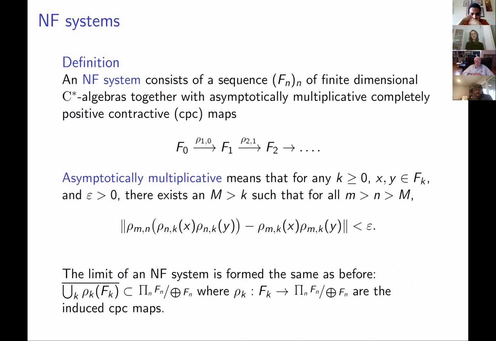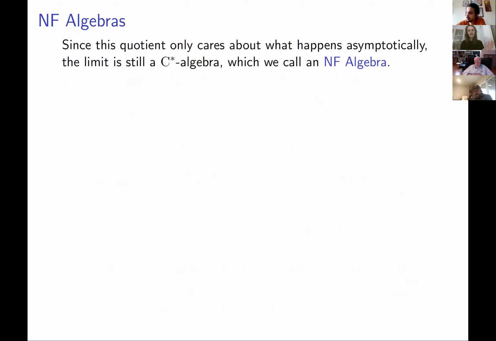So the limit of an NF system is formed just like we did before. We take induced maps from the finite dimensional C-star algebras into the quotient algebra and take the union, take the closure. And it turns out that this guy still actually is a C-star algebra, because the quotient only really cares about what happens asymptotically. So the asymptotic multiplicativity actually gives us multiplication in the limit. And the limit we call an NF C-star algebra.